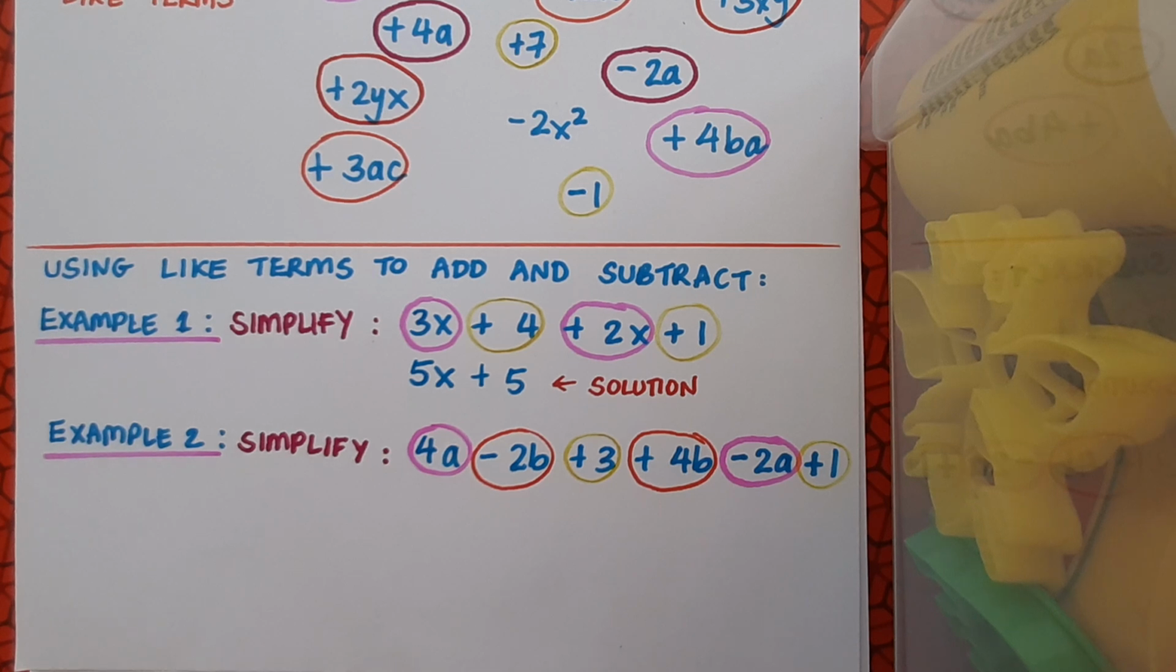Can you remember the name that I give to a term that has no variable and just a number? It's called a constant. So plus 3 and plus 1 are constants in this case. So now I want to do my bit of tidying up. I can put my like terms together. Again, pause the video at this stage and see if you can do this yourself.